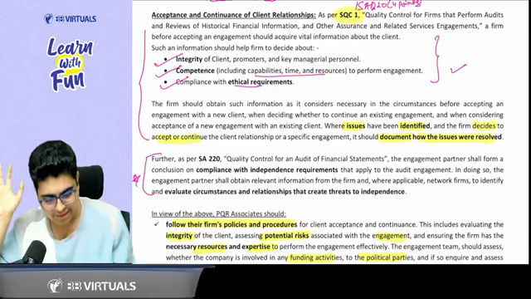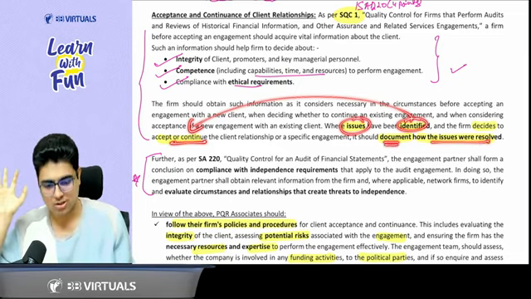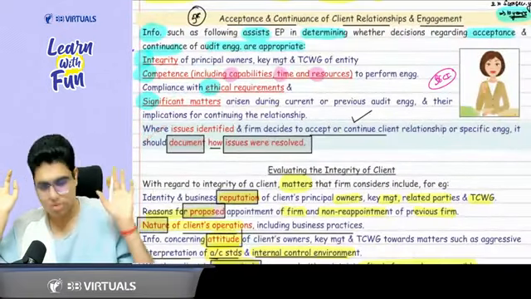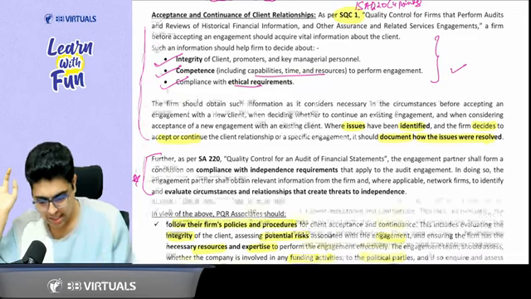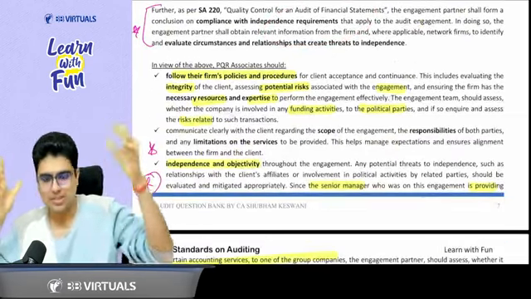Then, sir, write one line: whenever the issues are identified and still you decide to accept or continue, document how the issues were resolved. Same thing is written in your notes also. Got it, sir. Now, after this, leave this para. Just relate the facts of the case with the points that we have learned.